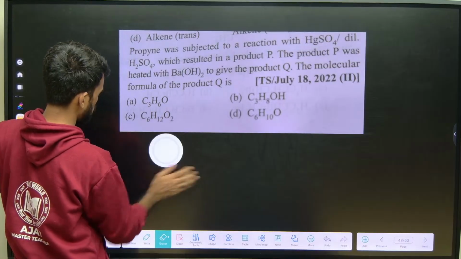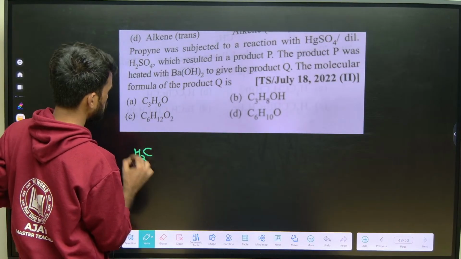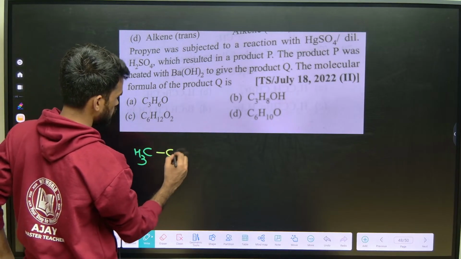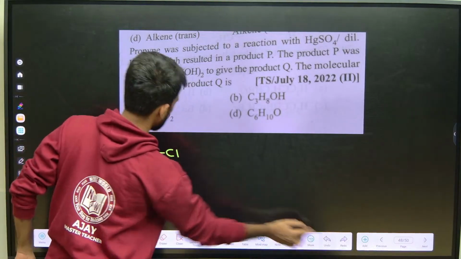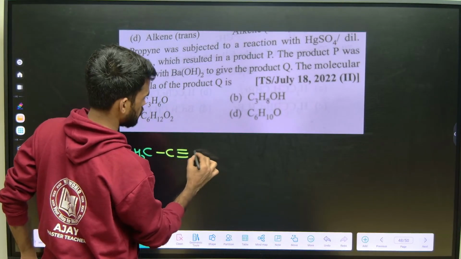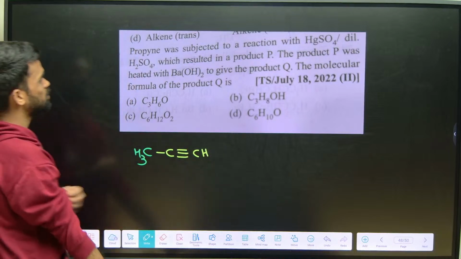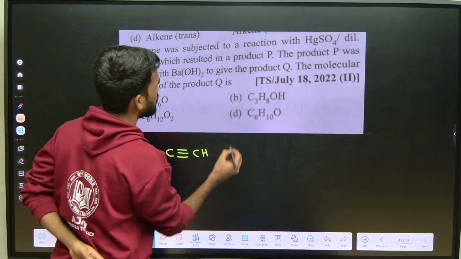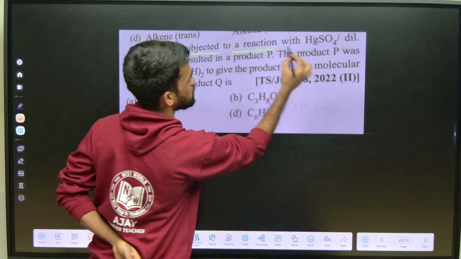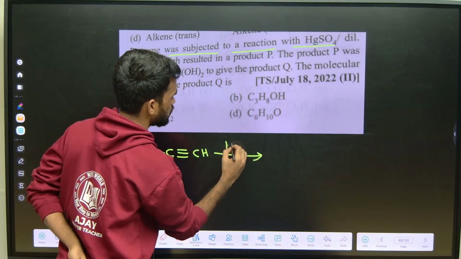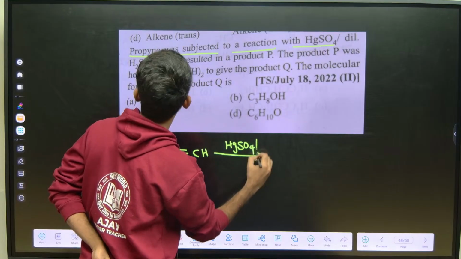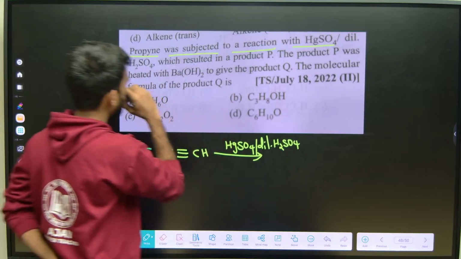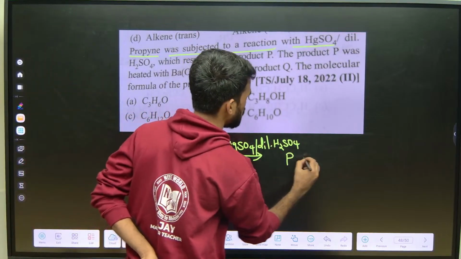Write the structure of propyne. CH3, C triple bond CH. Okay, so this is propyne. See, propyne was subjected to a reaction with HgSO4 and dilute sulfuric acid. Try to write the reaction first, which results in a product P here.